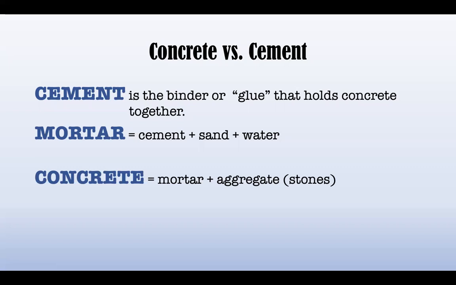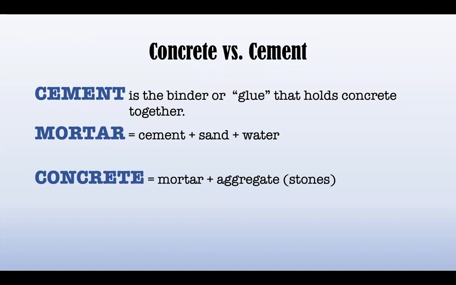So cement, usually Portland cement, Portland, Maine, is the glue that holds things together. When you combine the Portland cement and sand and water, you get what's called mortar that you might see in between bricks in a brick wall. And if you add rocks, some kind of aggregate, stones, rocks, to the mortar, then you have concrete. So concrete is a mixture of all these things.